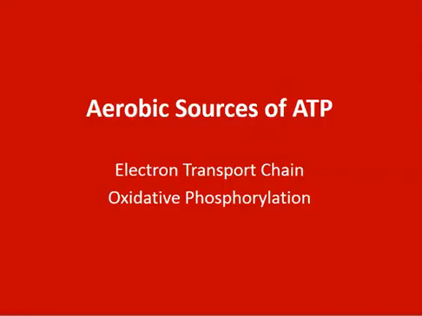What we're going to look at now is aerobic metabolism, which is the harnessing of energy stored in NADH and FADH2, and using that energy to produce ATP. That occurs through the electron transport chain, and it's coupled through oxidative phosphorylation.